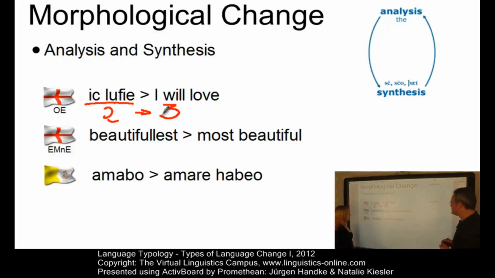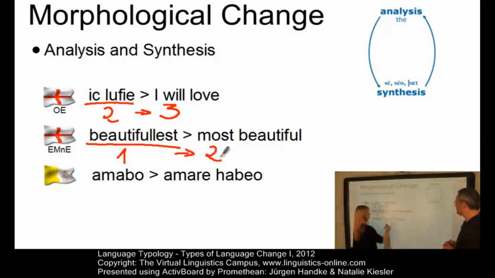In early modern English, beautifulest was a form which was used, for example, in Shakespeare's works. 1 word was now split into a periphrastic form consisting of 2 words, most beautiful.